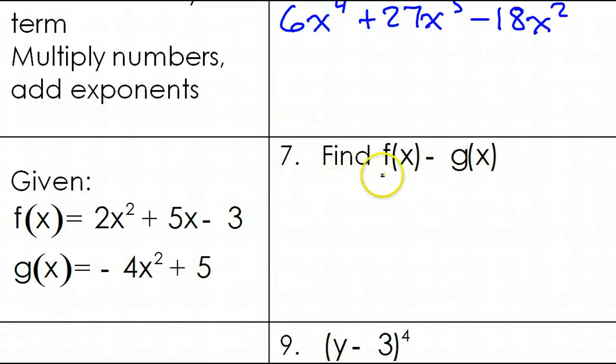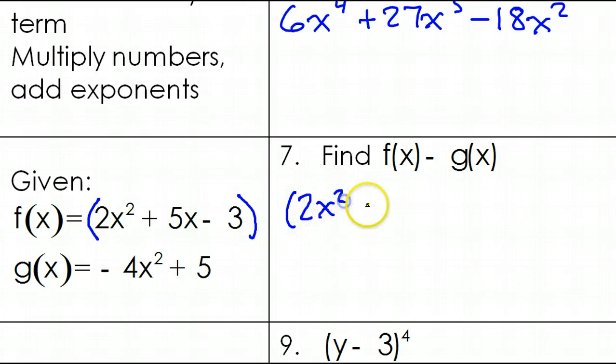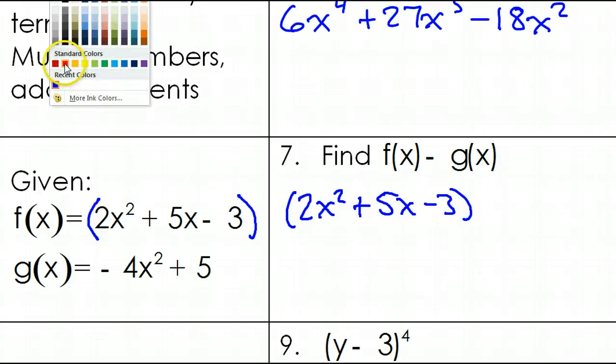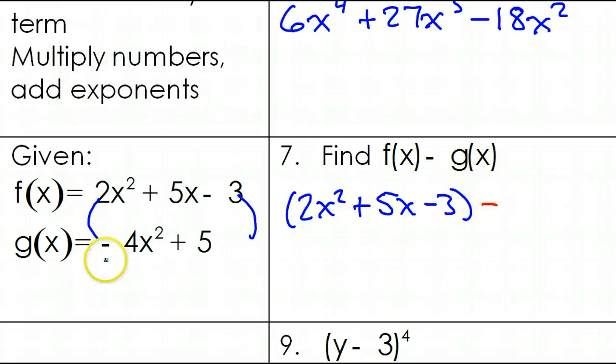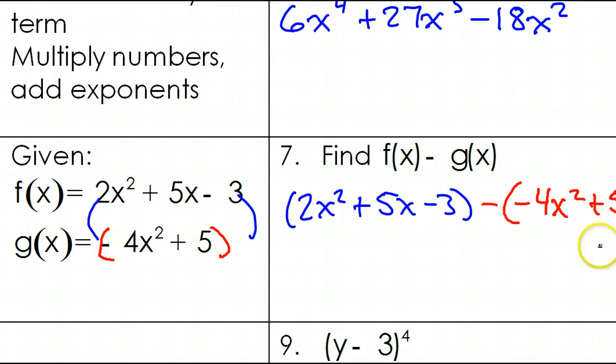All right, look at number 7. We need to do f of x minus g of x. Make sure you put these functions in parentheses. Now here's function f right here. Okay, so I'm going to start with that. 2x squared plus 5x minus 3. And then we need to subtract g of x. Well, function g is right here, so we're going to subtract negative 4x squared plus 5.